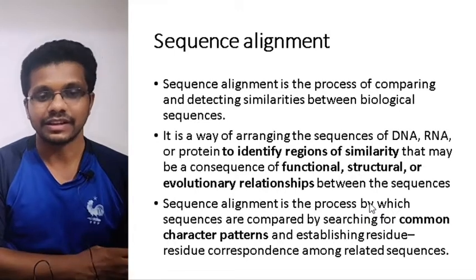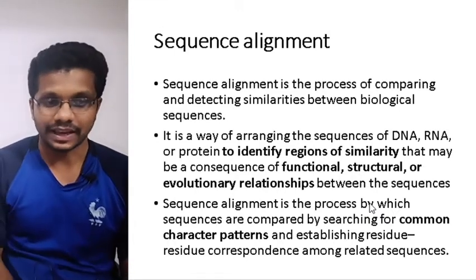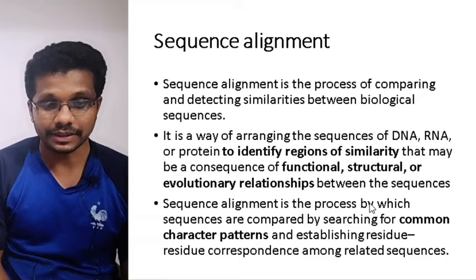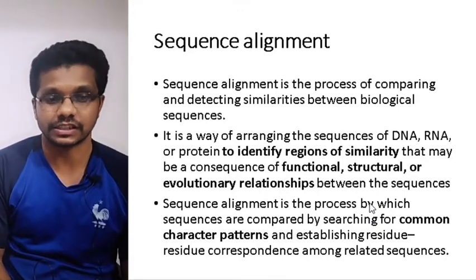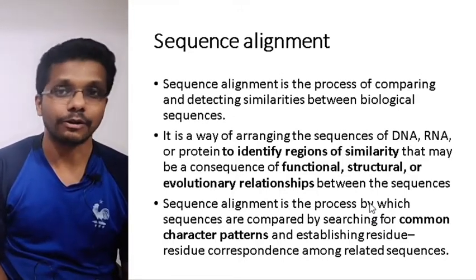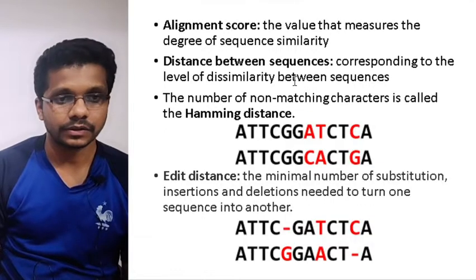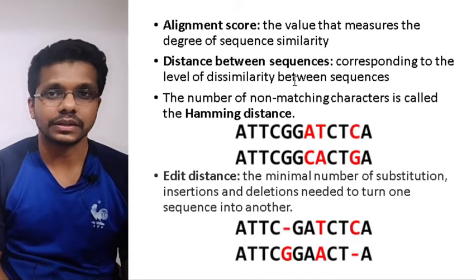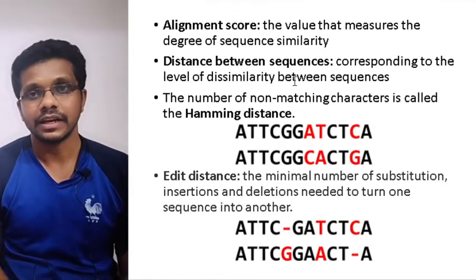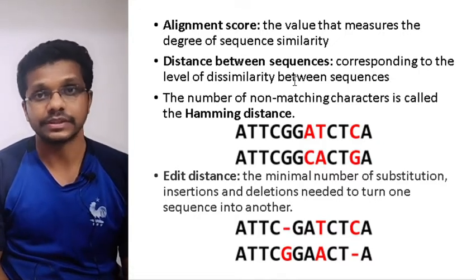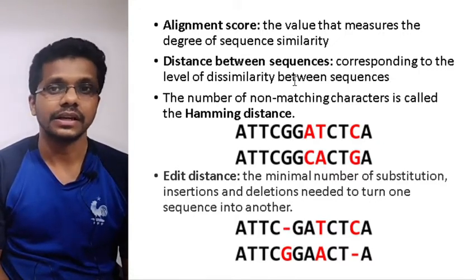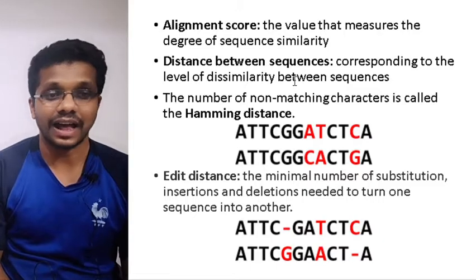In sequence alignment, we are looking for common character patterns and to establish a residue to residue correspondence among biological sequences. So, before going into the details of sequence alignment, I would like to introduce a few terms which are commonly used in sequence alignment. First one is alignment score.